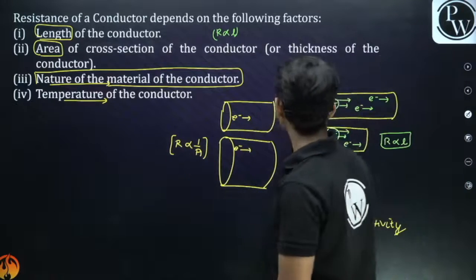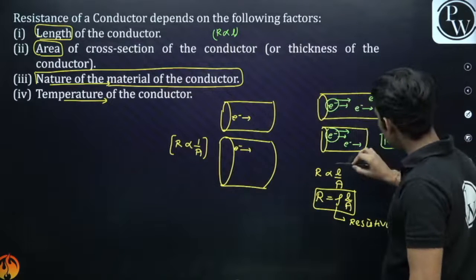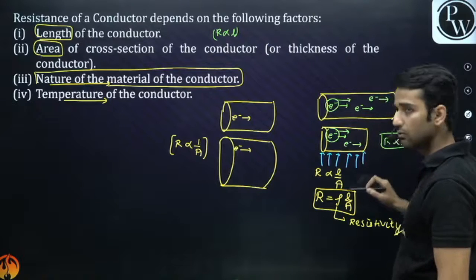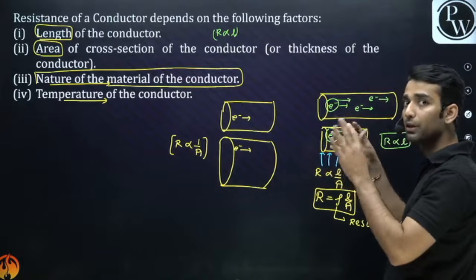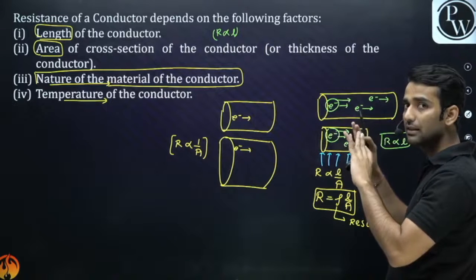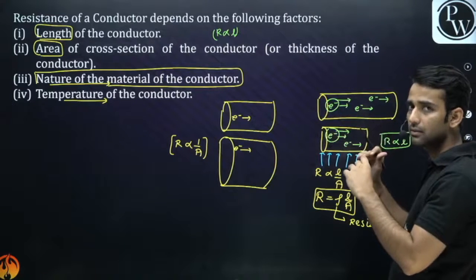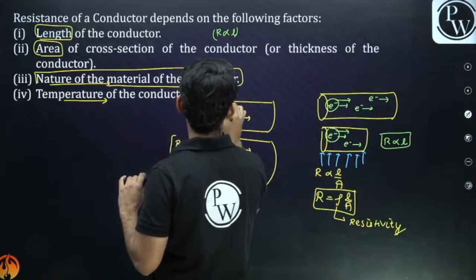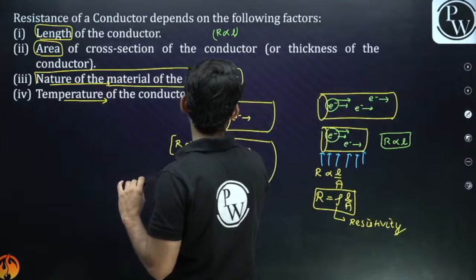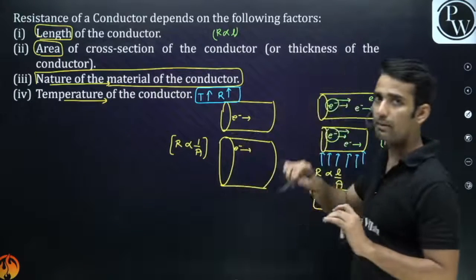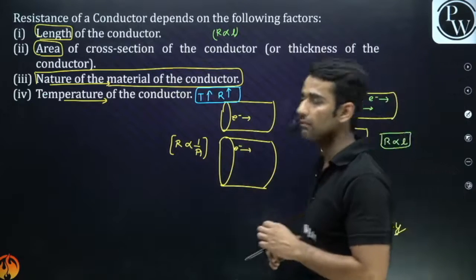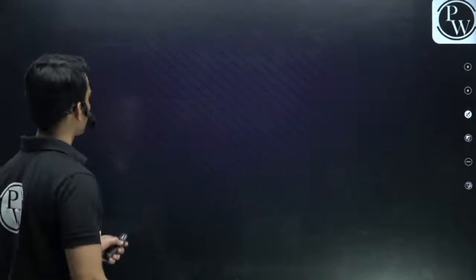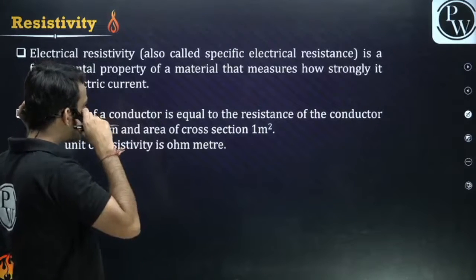Next is temperature. Now guys, let's say if I heat up this conductor, what will happen? The rate of collision will increase. Don't you think so? They will start to vibrate with more energy now. That means the collision will increase. More collision means more resistance. So for a metallic conductor, if you increase the temperature, the resistance will increase because we have more collision. So R is rho L by A. Clear? Fine guys.